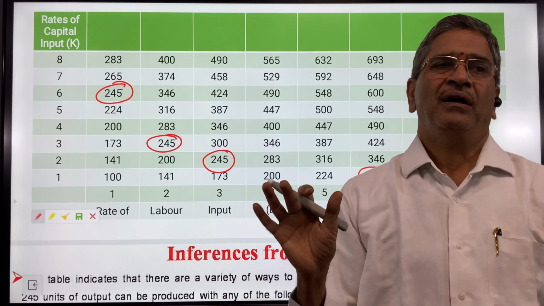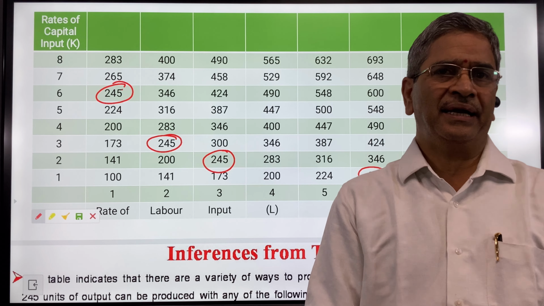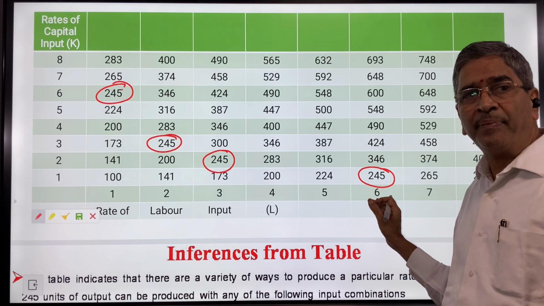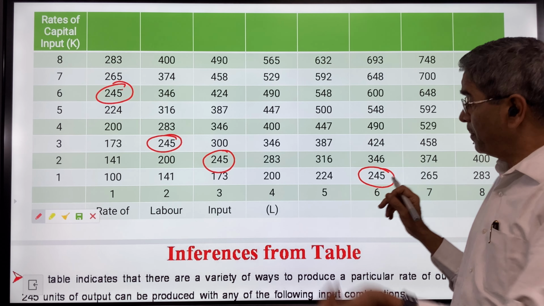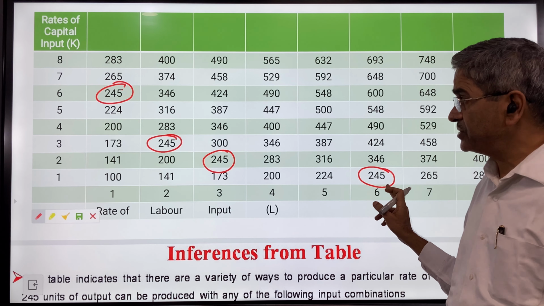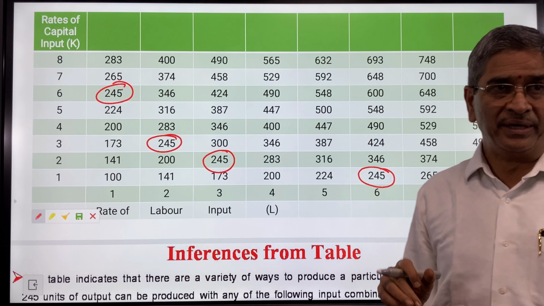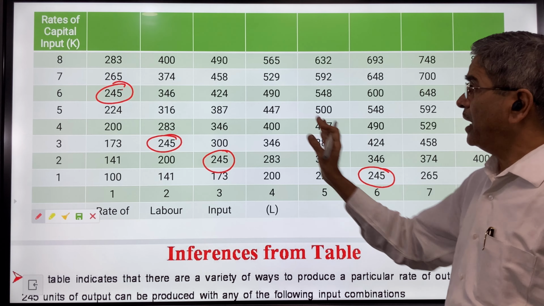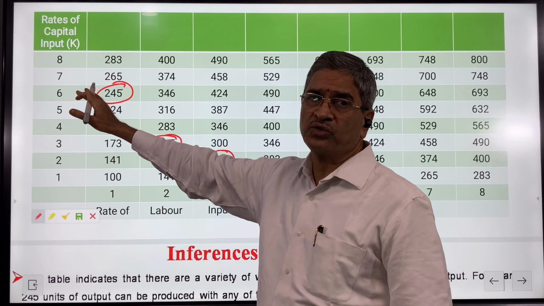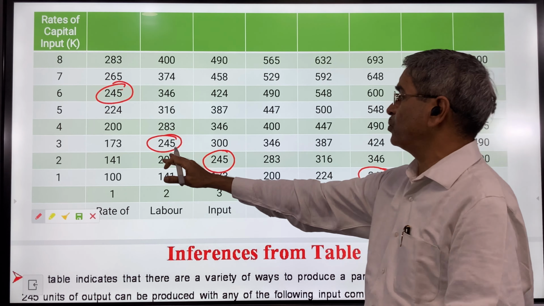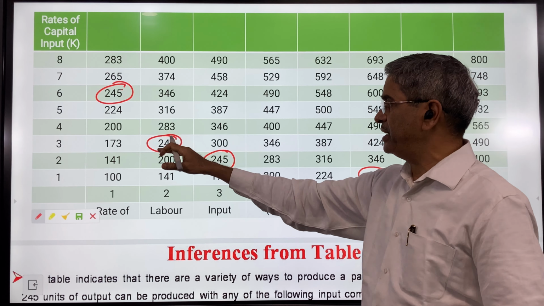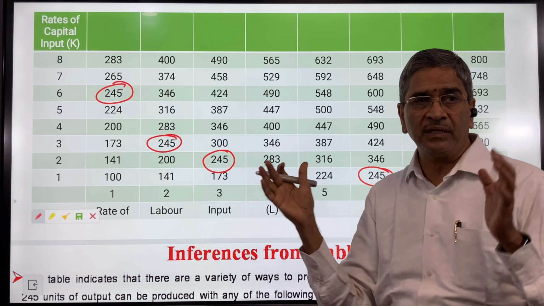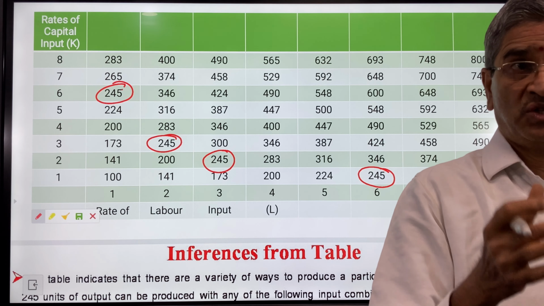And then you have all ladies working. So 6 units of labor and 1 unit of capital is an example you can take. You are producing the same 245 units. So this is called a labor intensive industry. Highly labor intensive industry is 6:1, and highly capital intensive industry is 1:6. In between are these two: you have 2 units of labor and 3 units of capital, or 3 units of labor and 2 units of capital, which is in between. The choice is yours.